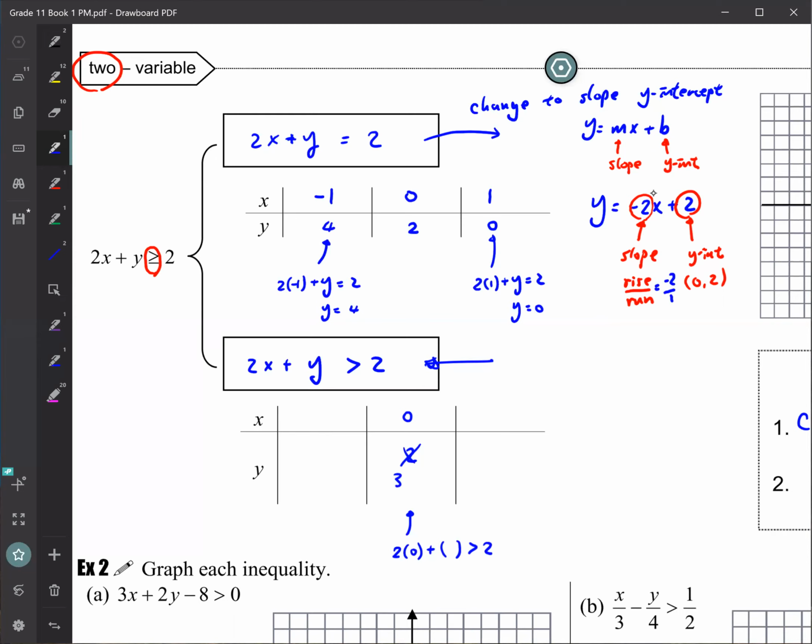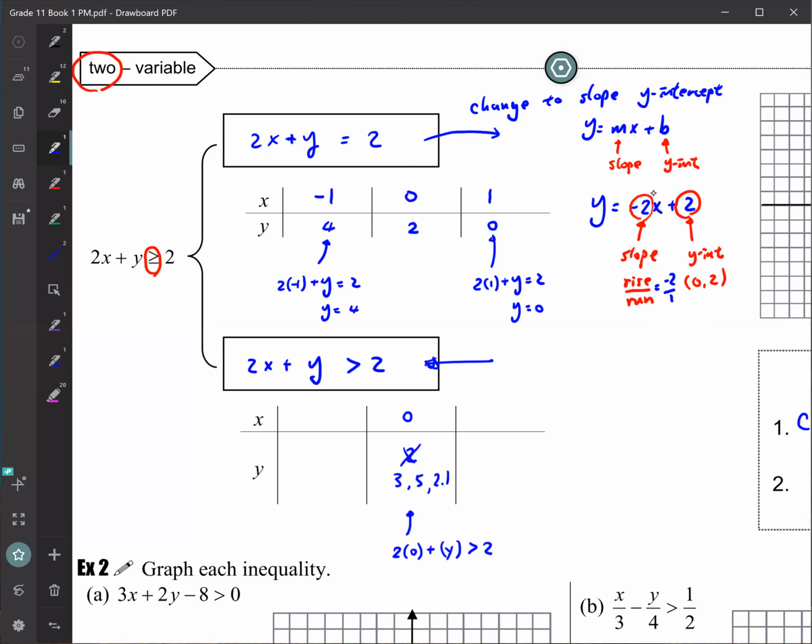Jiawen, what do you think? Any other number will also work? 5. 5? Sure, yeah, 5 will work. Elaine? Basically everything bigger than 2. Yes, anything bigger than 2. So even like 2.1 will also work, right? Because if it's 2, it will be exactly 2. So bigger than 2 will all work.